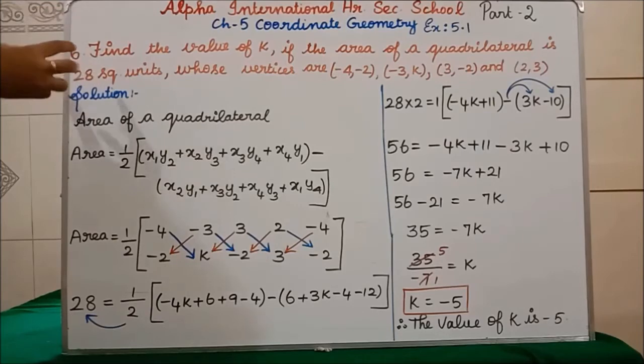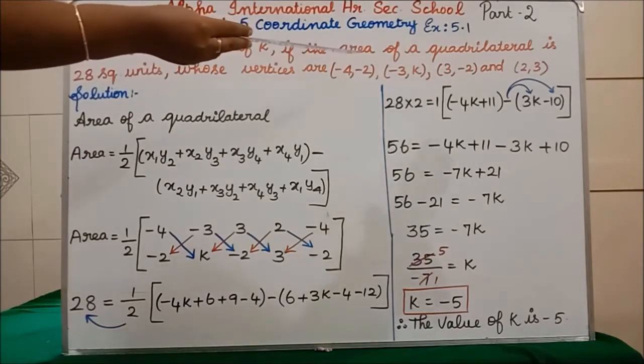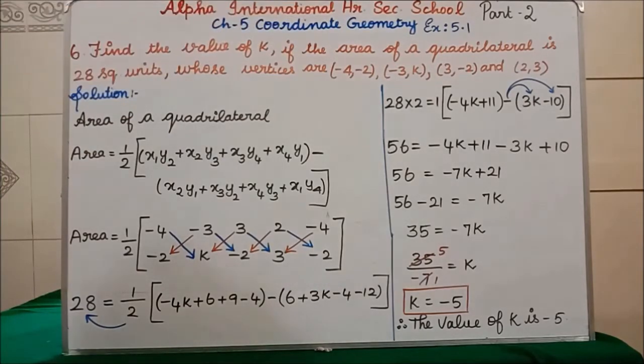The area of the quadrilateral is given as 28 square units, and we have to find the k value, where one vertex is left as (-3, k). We will go for the solution. I have written the area of a quadrilateral formula here. I told you in the last problem itself, but you have to write it continuously.